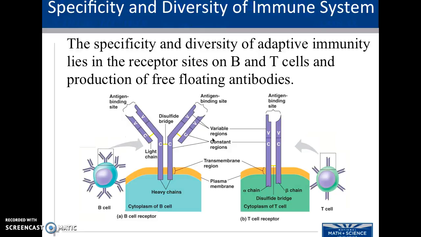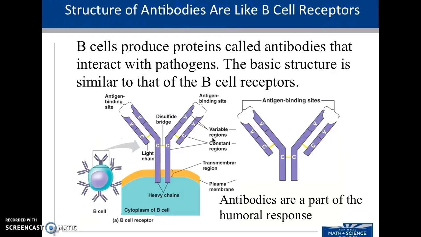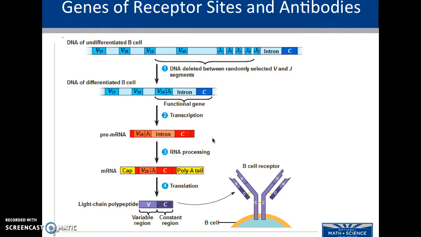The second and third, the specificity and the diversity of the immune system, refer to how it can respond to a very specific antigen. This lies in the receptor sites on the B and T cells and the production of free-floating antibodies. B cells produce proteins called antibodies that interact with pathogens. The basic structure is very similar to the B cell receptors. The B cell receptor on the left is what docks with the dendritic cell, and on the right is the antibody that is produced, which looks very similar.